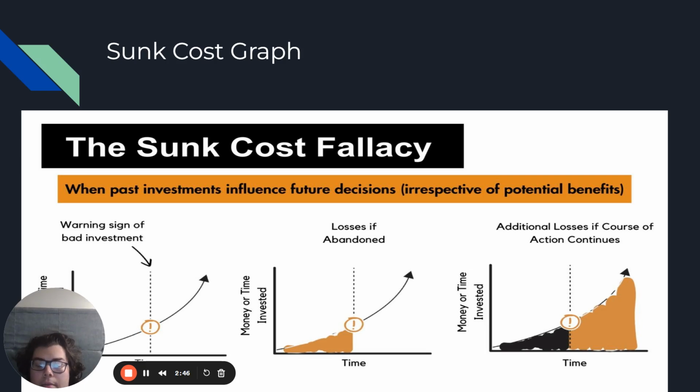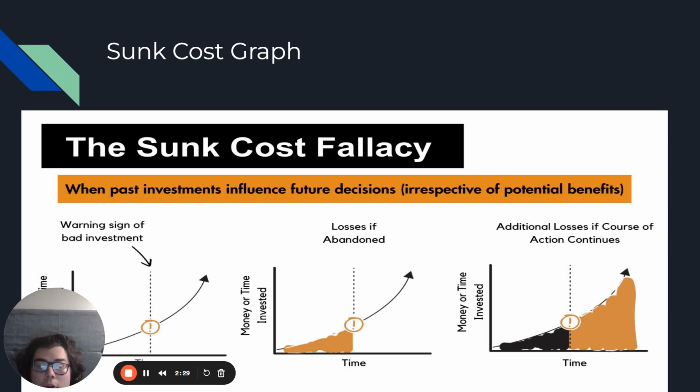The second graph has a shaded area right here below it, which represents the losses accumulated if the investment is abandoned at this point. It highlights the cost of stopping the investment but implies that further losses can be avoided by not continuing.